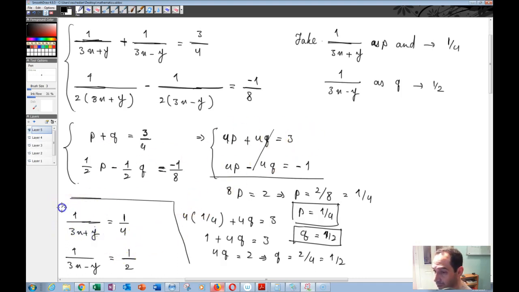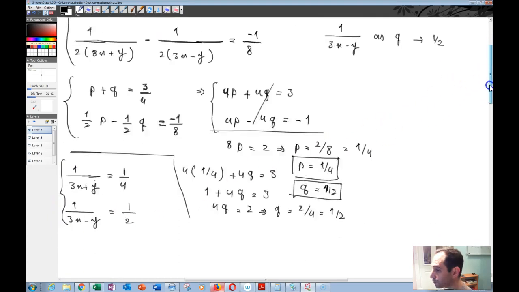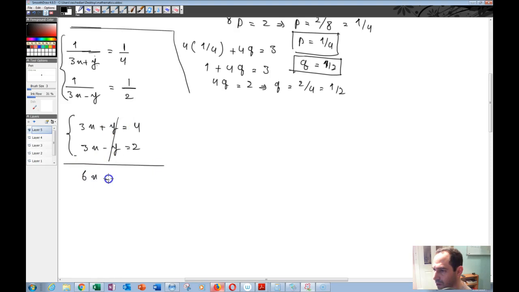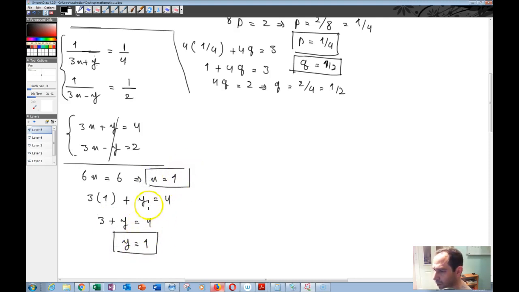Okay. Now, if you want to solve these two equations, you can take the reciprocal of both sides of this equation, you'll get 3x plus y is equal to 4, and take the reciprocal of both sides of this equation, you get 3x minus y is equal to 2. Then use elimination, add these two together, you'll get 6x is equal to 6, so x is equal to 1, and then 3 times 1 plus y is equal to 4. So 3 plus y is equal to 4. So y is equal to 4 minus 3, which is equal to 1. So your x is equal to 1 and y is equal to 1.